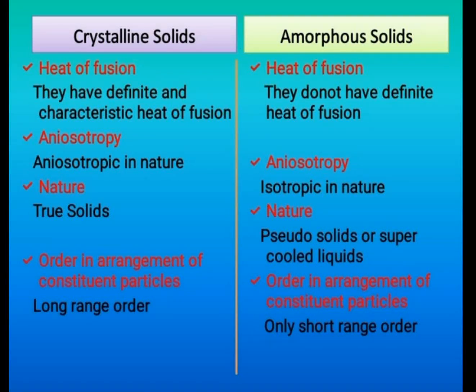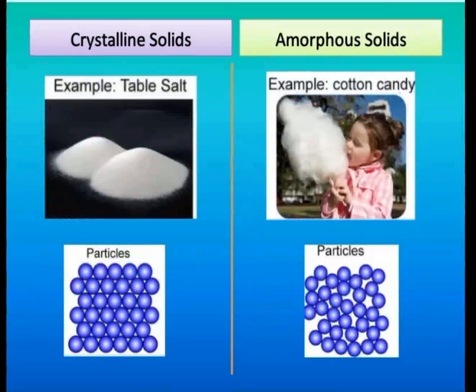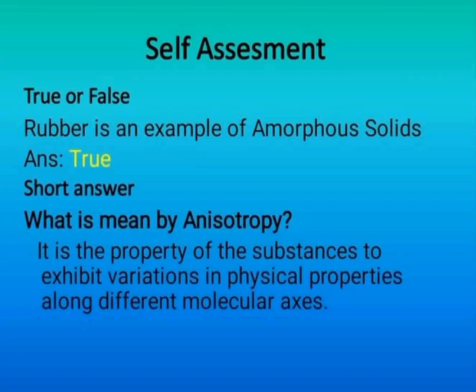The crystalline solids are true solids, whereas the amorphous solids are pseudo-solids or supercooled liquids. The crystalline solids have long range order, whereas the amorphous solids have only short range order. The best example of crystalline solids is table salt, which has an orderly arrangement. The best example of amorphous solids is cotton candy, which has a random arrangement.